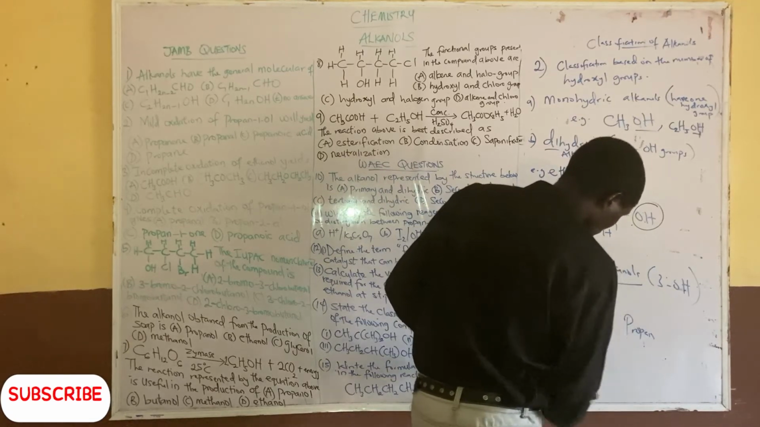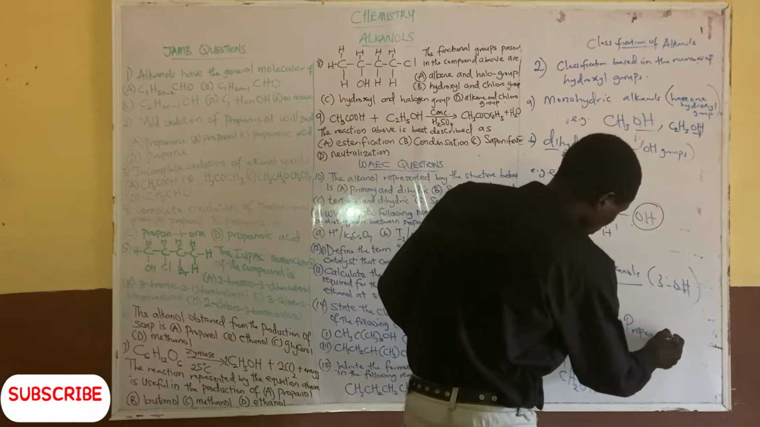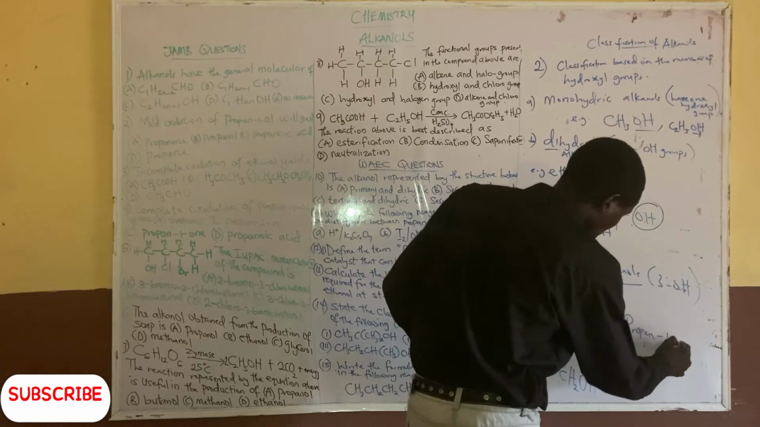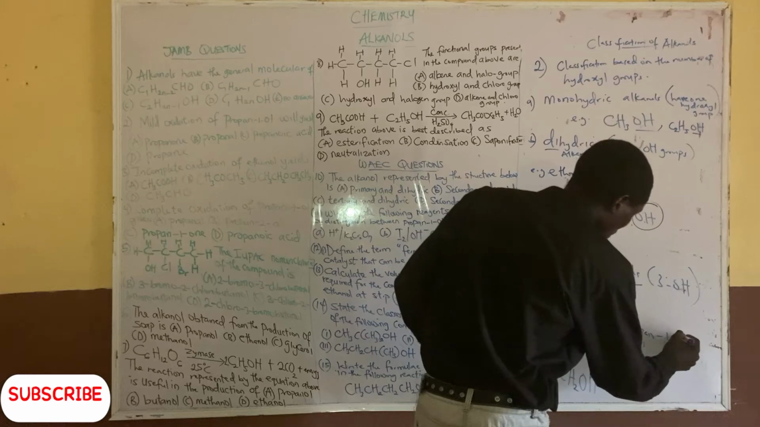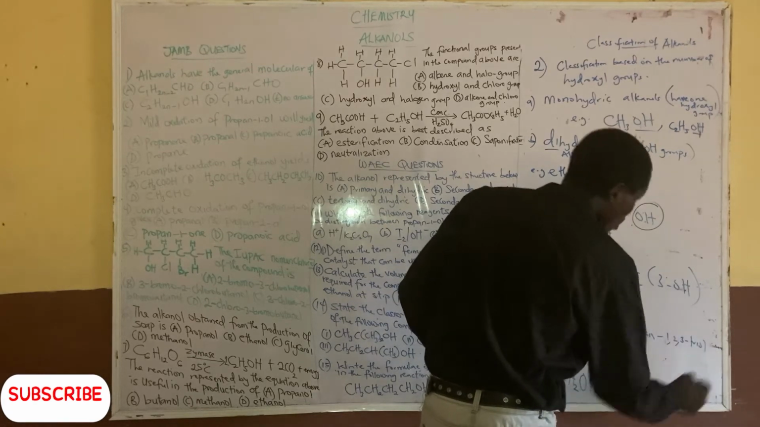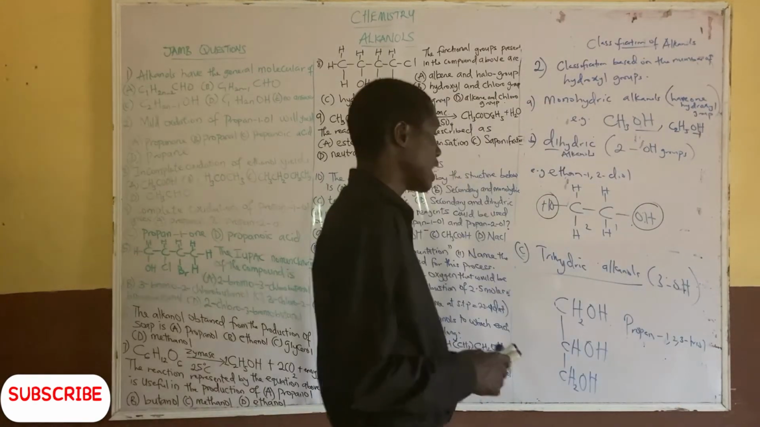Propan. We call this propan-1,2,3-triol, with the OH on numbers 1, 2, 3. Triol, so we call it glycerol. It is a glycerol group.